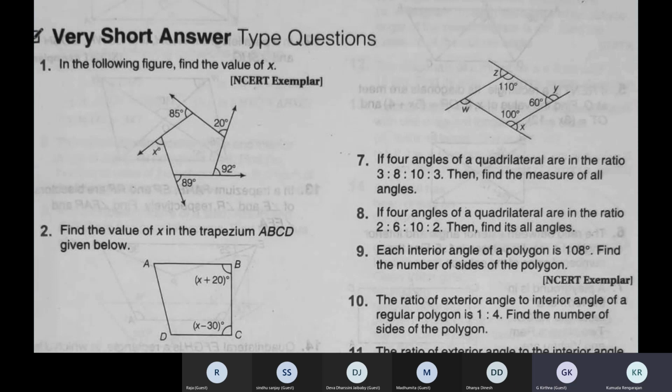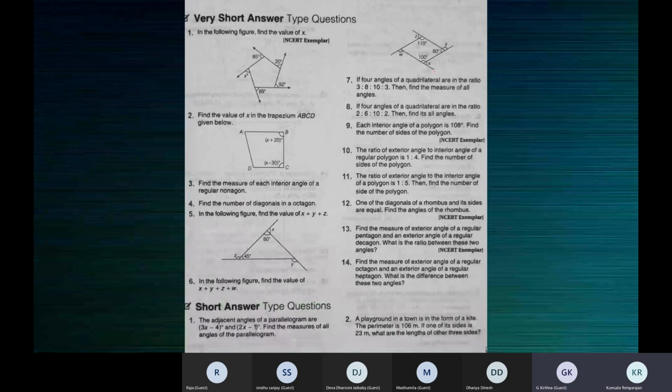Ma'am, then like 100 plus 60 plus 110 plus x is equal to 360 degrees, ma'am. You're calling this x? Are you calling this one x? Yeah, this one. No, but x is already used. We already have x, y, z, and w. So, ma'am, A. A, very good. You're right, Keertana. This is what I wanted. Yeah, tell me now.